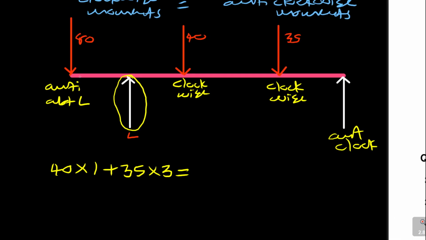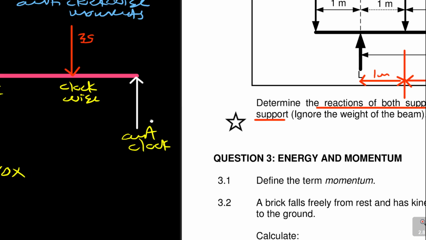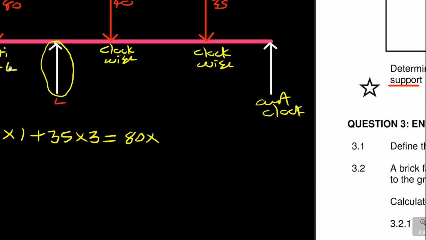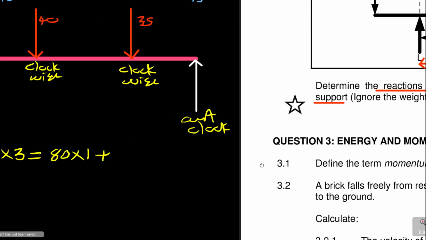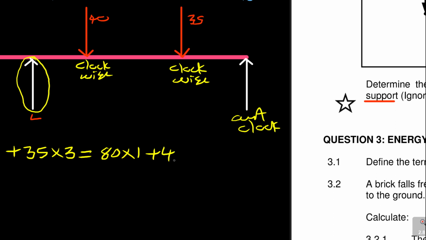Then anti-clockwise, there it is. It was 80 times 1. You see? Plus the other anti-clockwise was the support, which is R times, they gave us 4,5 between L and R. Which is 4,5. It's actually R times 4,5. Guys, you see, that is the first one.